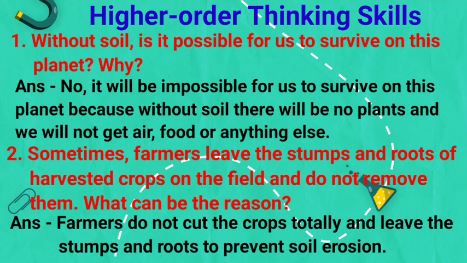1. Without soil, is it possible for us to survive on this planet? Why? Answer. No, it will be impossible for us to survive on this planet because without soil there will be no plants and we will not get air, food or anything else. 2. Sometimes farmers leave the stems and roots of harvested crops on the field and do not remove them. What can be the reason? Answer. Farmers do not cut the crops totally and leave the stems and roots to prevent soil erosion.